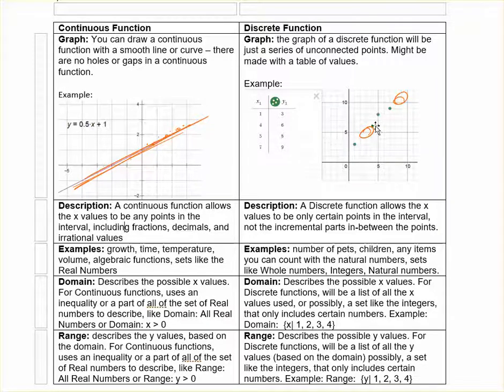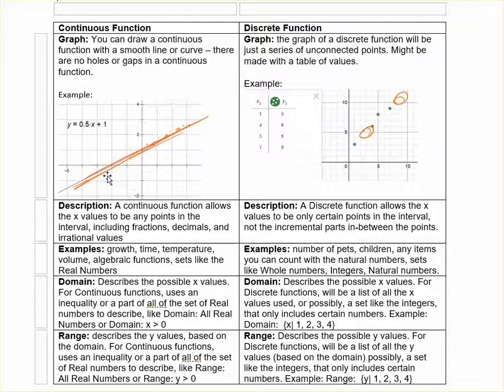Examples of discrete is when you're counting things, like how many children do you have, how many pets do you have, how many plates in your house. If you're counting an item, those are discrete objects. You can't have fractional parts of a pet. You just have 1, 2, 3, 4. And if you're looking at sets of numbers, the whole numbers, the integers, and the natural numbers are all examples of discrete functions because those do not include the fractional parts in between them.